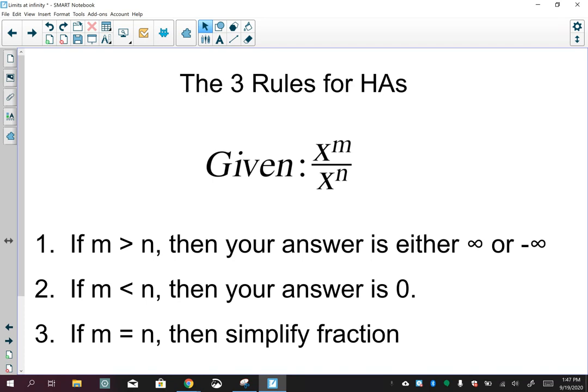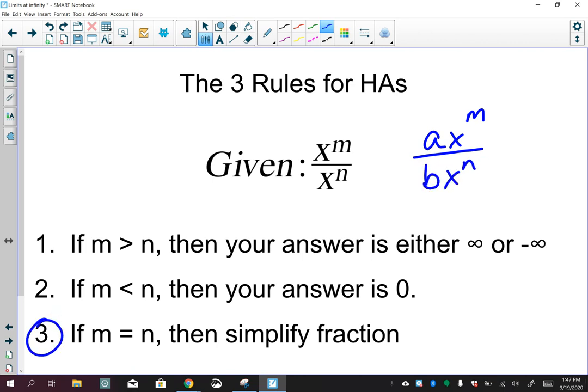Okay? If your exponent here and here are exactly the same, we ignore those, and you're going to cancel out this piece, and it's simply whatever your fraction is here in the front. So basically what that's saying is, if I have ax to the m over bx to the n, and we're looking at number 3 here, I can cancel out that, and that leaves me with a over b, and that will be my horizontal asymptote.